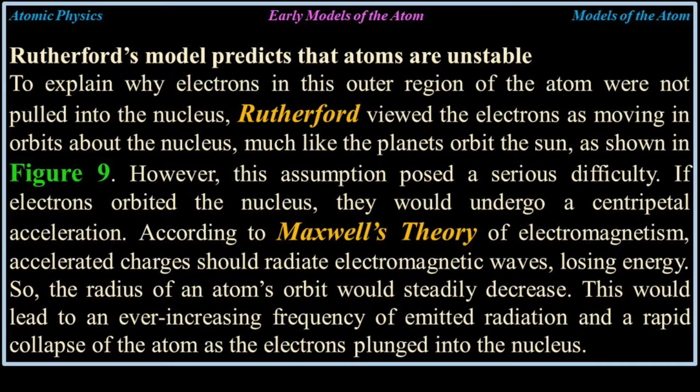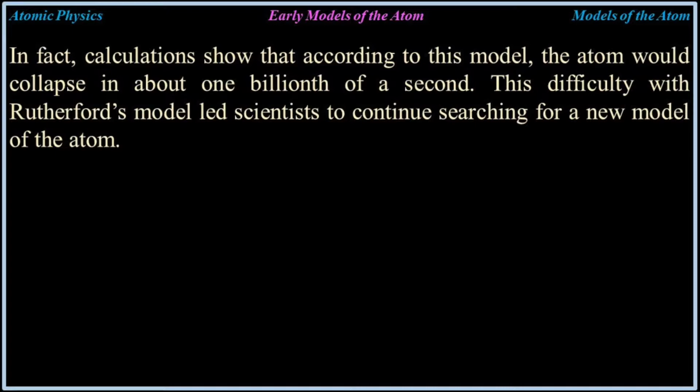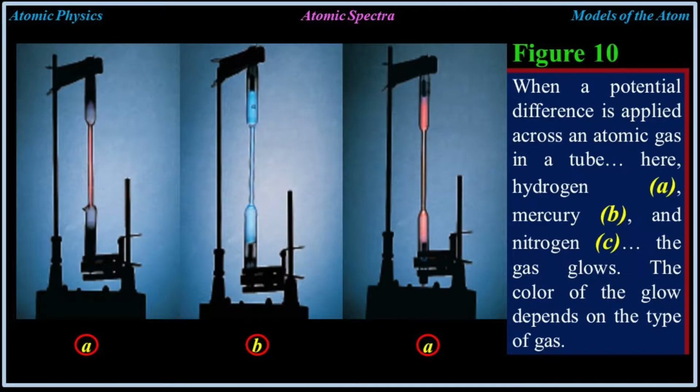However, this assumption posed a serious difficulty. If the electrons orbited the nucleus, they would undergo a centripetal acceleration, according to Maxwell's theory of electromagnetism. Accelerated charges should radiate electromagnetic waves, losing energy. So, the radius of an atom's orbit would steadily decrease. This would lead to an ever increasing frequency of emitted radiation and a rapid collapse of the atom as electrons plunged into the nucleus. In fact, calculations show that according to this model, the atom would collapse in about 1/1000th of a second. This difficulty with Rutherford's model led scientists to continue the search for new models of the atom.